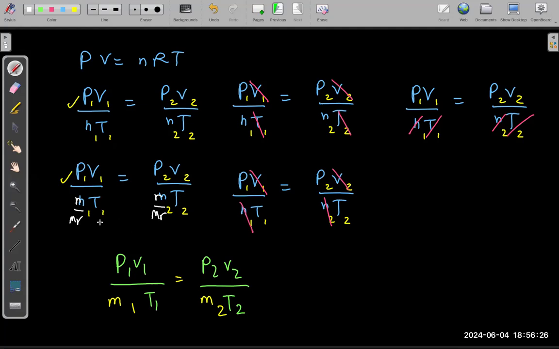So isn't the M R the same? Yes. So we can just cancel this one and put M1, M2, and it will be valid. This is not common, but it comes in the questions, and it will be a little bit confusing if you don't know about it. Okay, so this is if I change the conditions.